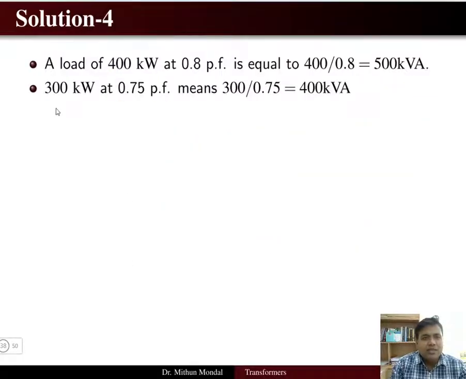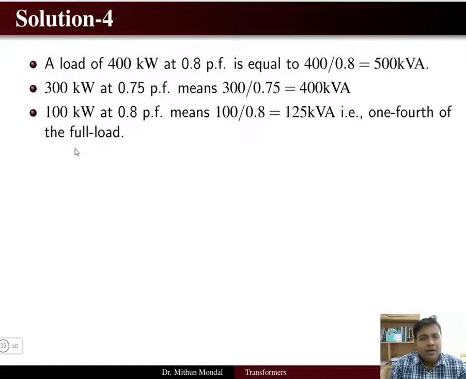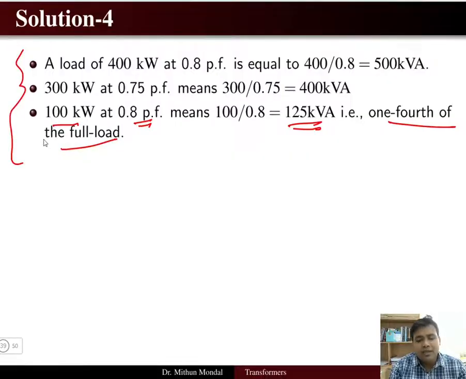Second, we have 300 kilowatt at 0.7 power factor. It means it is a 400 kVA loading, and 100 kilowatt at 0.8 power factor means it is 125 kVA. That is 1/4 of the full load condition. So these three loadings were there, and in the fourth condition you have 0 loading.